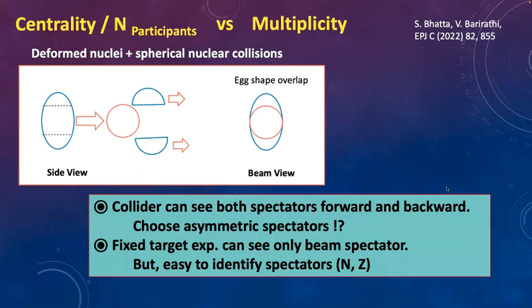And how about this case, spherical and deformed central collision? You're right, you will see more spectators, right? The spectators in one direction, and on the other side nothing, or suppressed. And in this case, for example, a collider experiment is advantageous because you can see both forward and backward spectators.